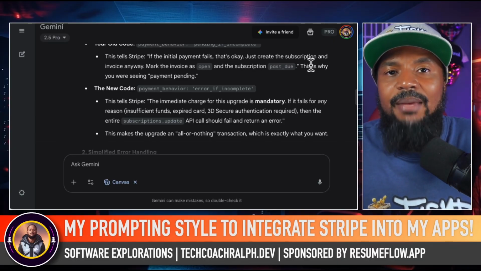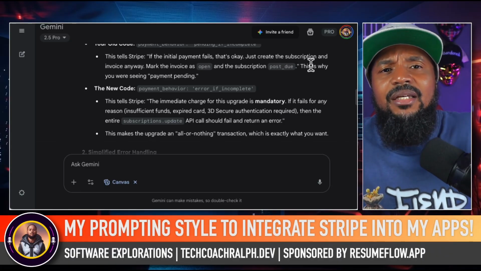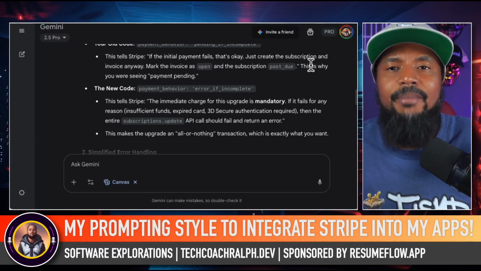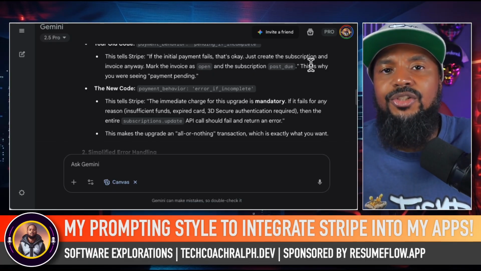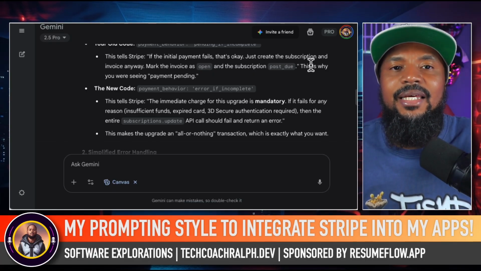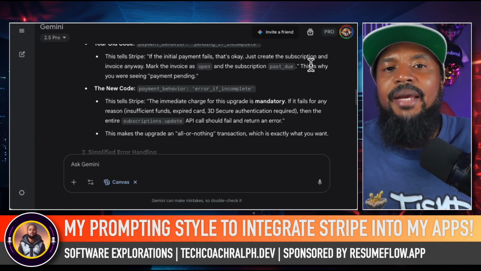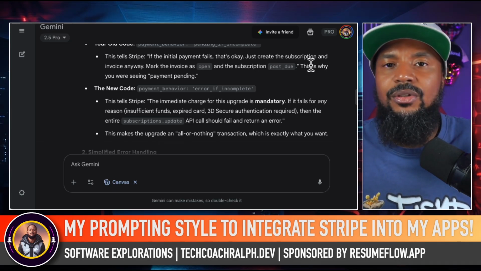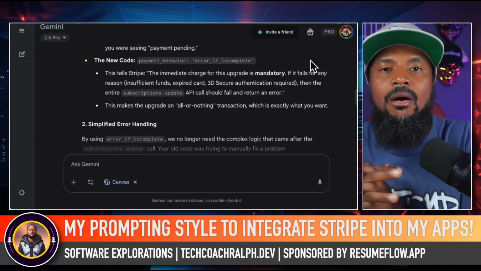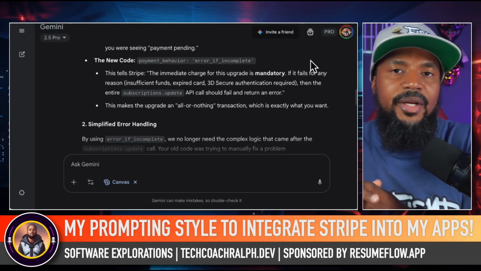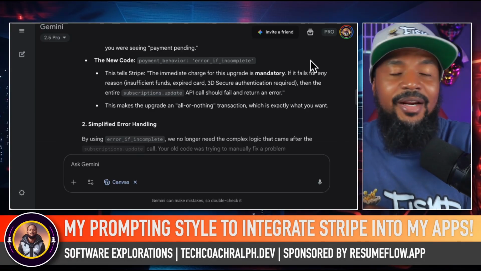It says the new code, payment behavior if error if incomplete. This tells Stripe the immediate charge for the upgrade is mandatory. If it fails for any reason, insufficient funds, expired cards, 3D Secure authentication, then the entire subscription update API call should fail and return an error. All right, that makes it upgrade all or nothing. There's no lukewarm upgrades. Either you're going to pay me my money or you are not going to be able to upgrade. All right, simple as that.